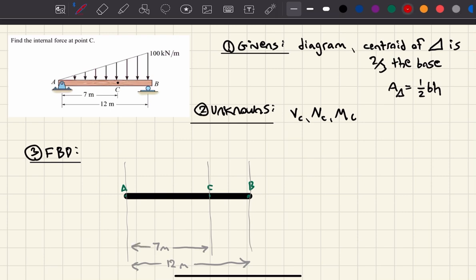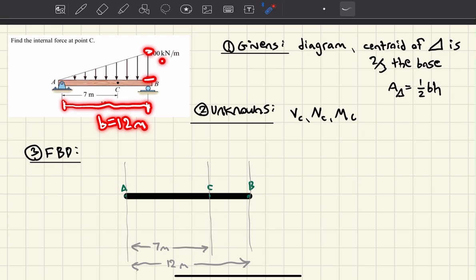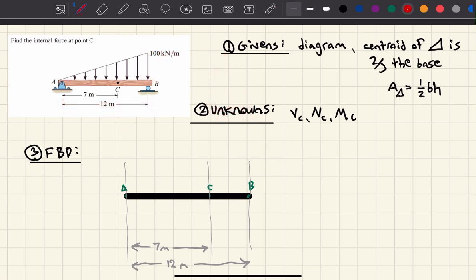We can add our external forces. How are we going to get a resultant force for this triangular distributed load? We're going to go back to our formula right here. 1/2 base times height. In this example, our base is 12 meters. Our height is equal to 100 kilonewtons per meter. And then 1/2. If you multiply those 3 together, you get a resultant force of 600 newtons.